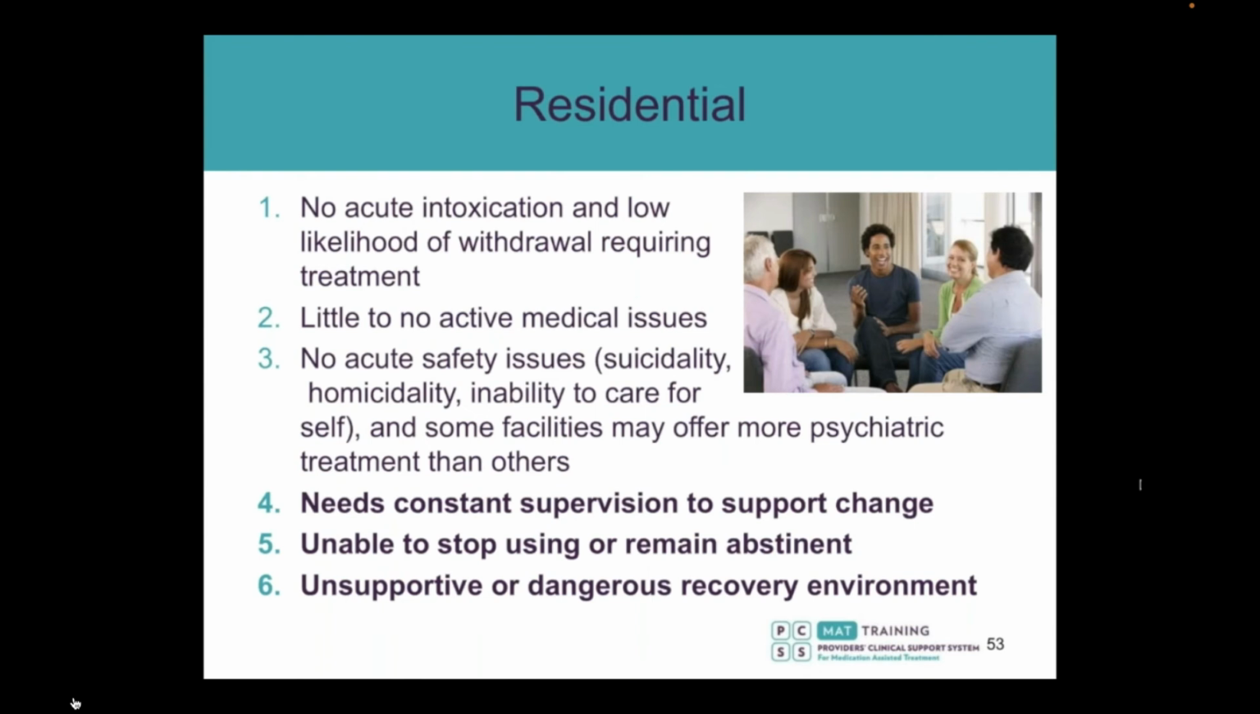Going down the pyramid, next would be residential treatment. These are people who are not acutely intoxicated, have a low likelihood of withdrawal requiring treatment. They have little to no active medical issues. There are no safety issues like suicidality or homicidality. They need constant supervision to support change. They're unable to stop using or remain abstinent, and they have an unsupportive or dangerous recovery environment. So for residential treatment, again, less likely to need any kind of hospital-based treatment, but they do need close supervision. They're not able to stop in their environment, and if they return to their environment, it's not supportive and it may be dangerous.